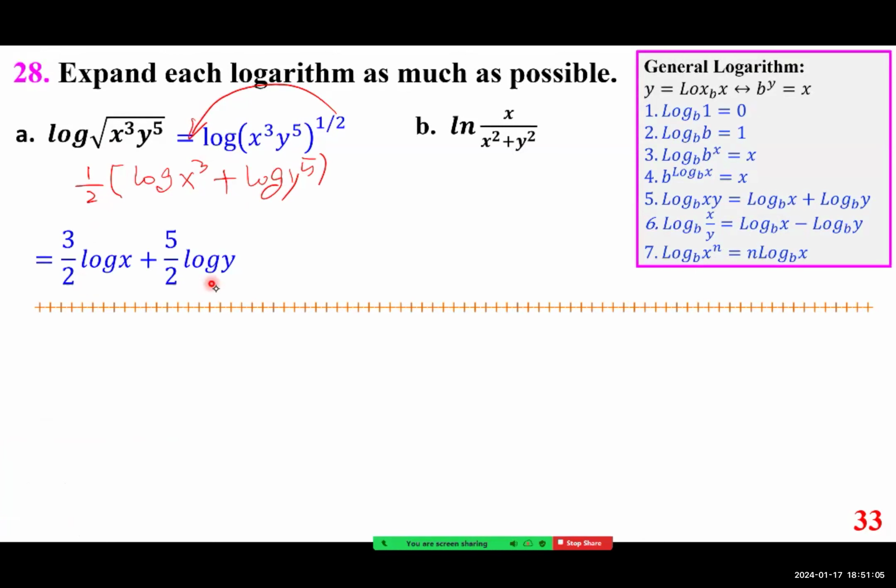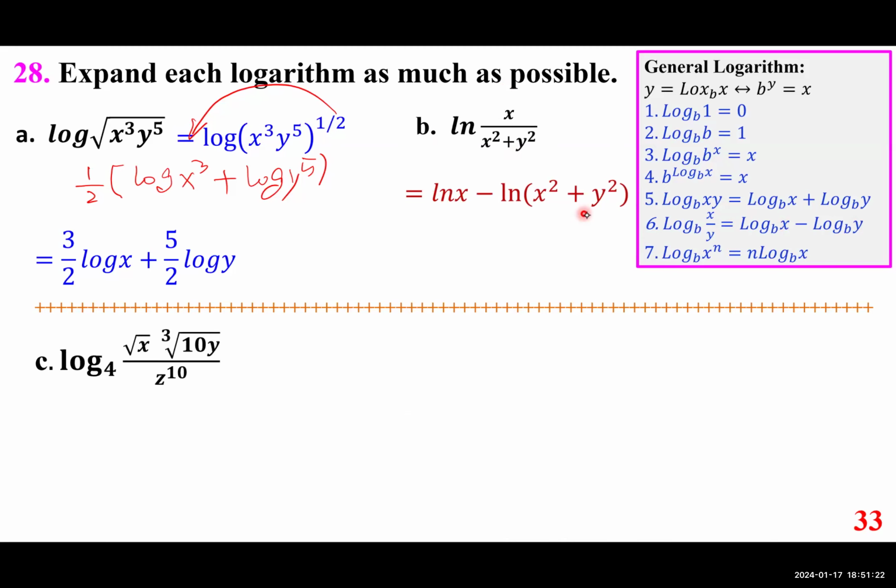Part B is very straightforward. We are using the quotient rule, ln of the top minus ln of the bottom, and nothing can be done to the bottom. It's just done. We can do this in one shot if you have enough practice, or we can do it in 2 shots, log of the top minus log of the bottom.